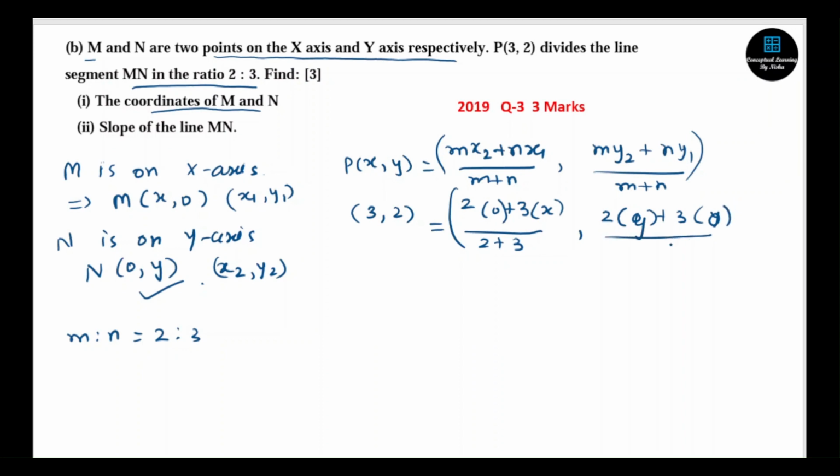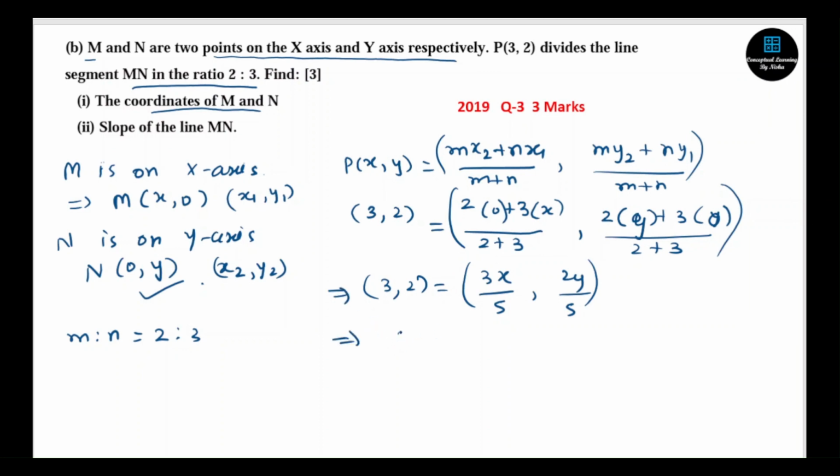And then upon 2 plus 3. And now what do we get? 3, 2 equals 0 plus 3x. So this is 3x upon 5 and this is 2y upon 5. I hope you understood this one. And now compare both the sides.